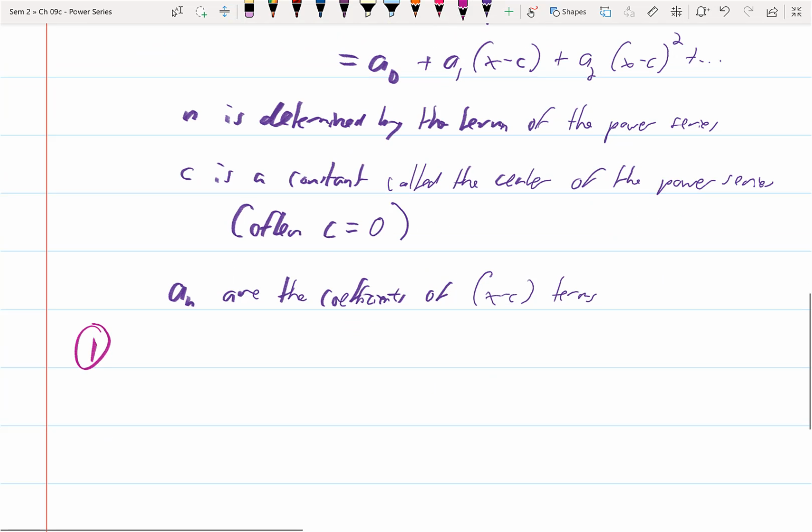Number 1, find the center and find a sub 20 for each of the following.